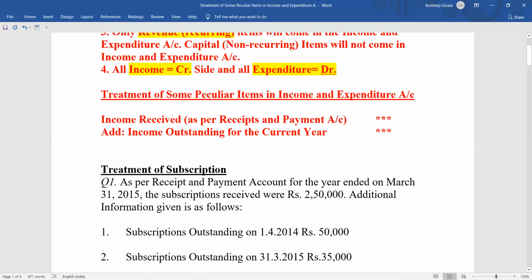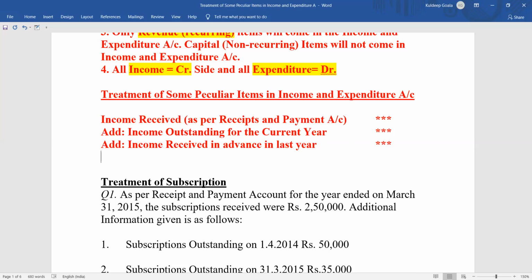Then coming to the next one, again it will be an add item: income received in advance in last year. Whatever the income you have received in advance in the last year, that will be added, because if it has been received last year, that means it is the income of this year, right? Last year it was advance, which means it is this year's money, so that will be added.